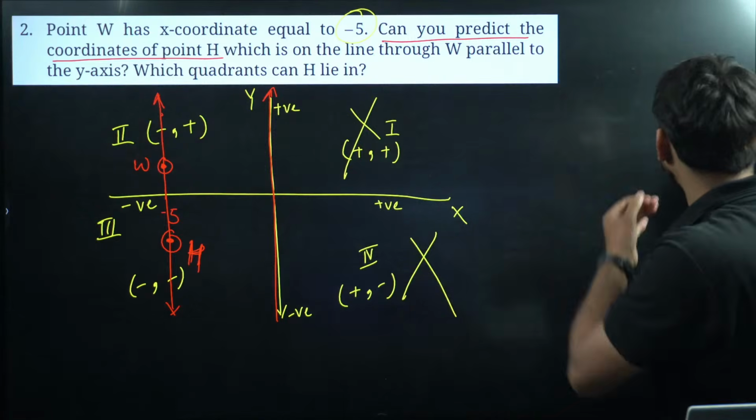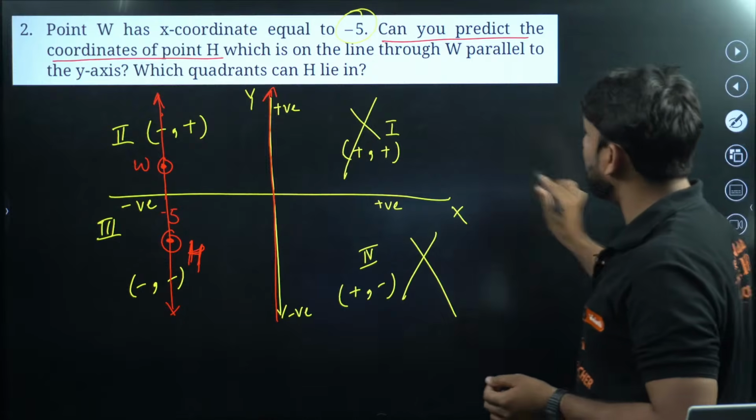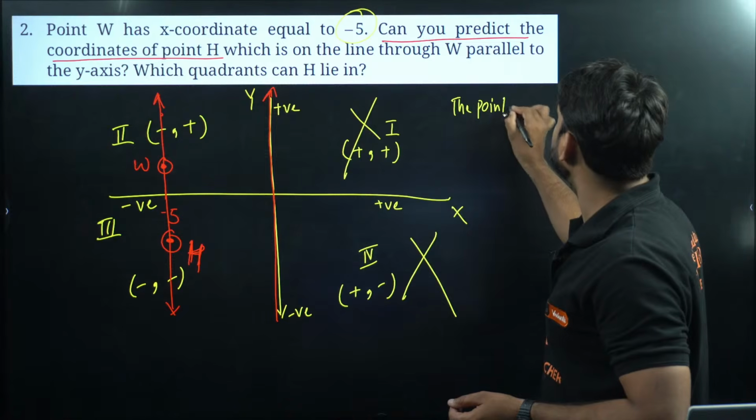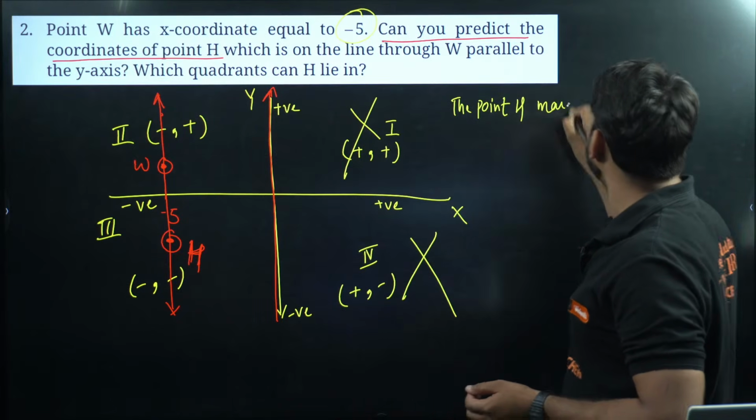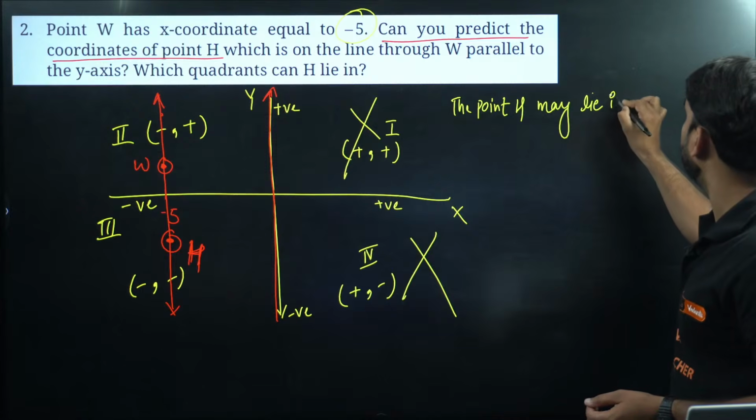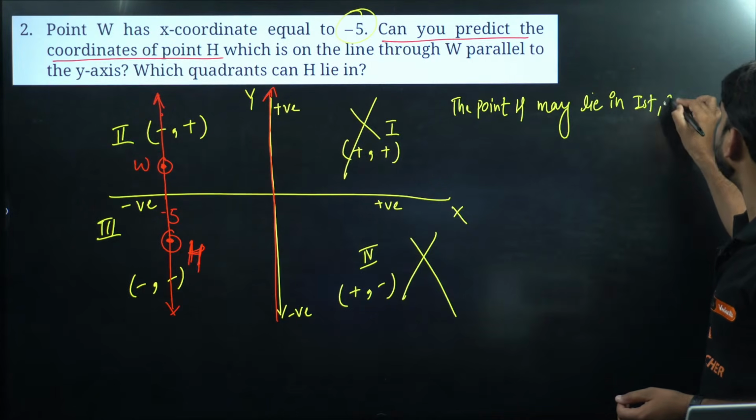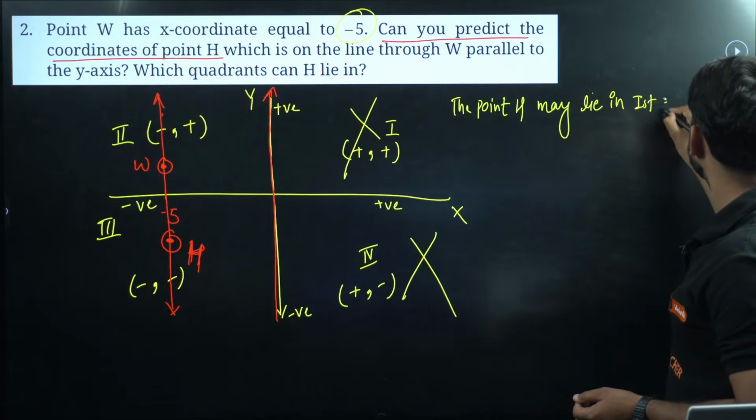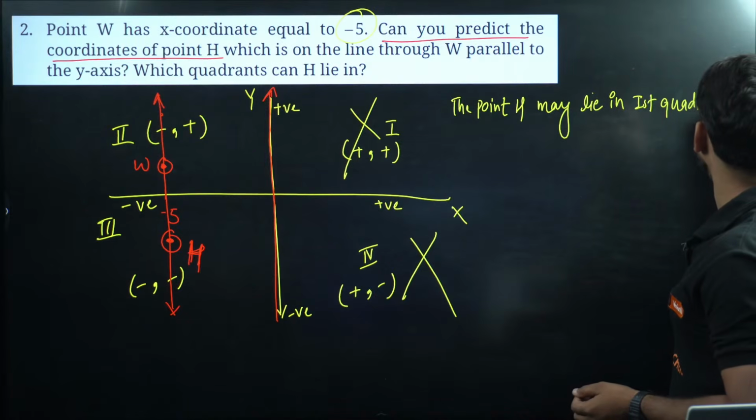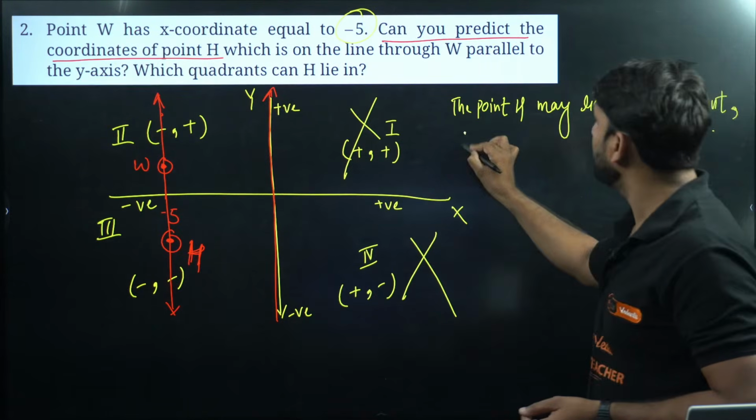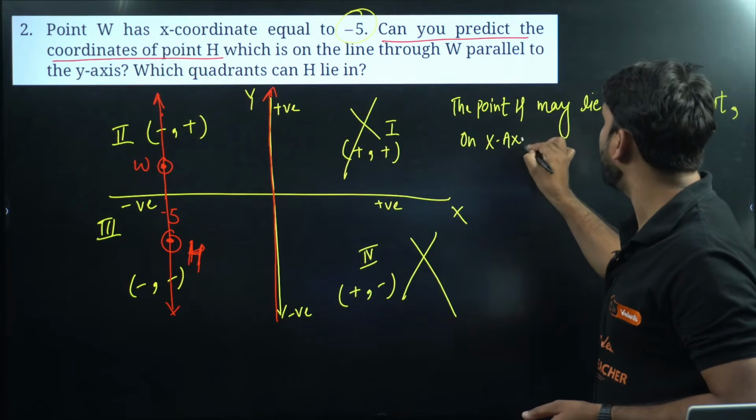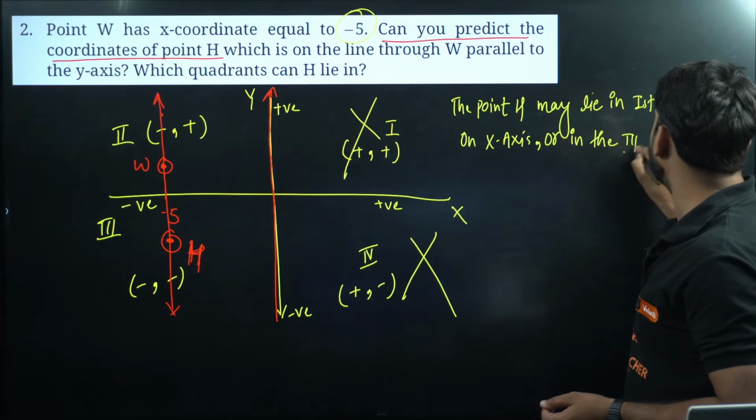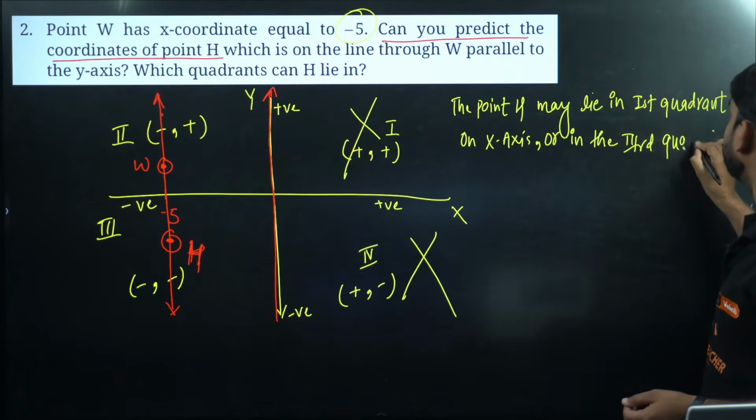So what will be the answer? The answer will be the point H may lie in the first quadrant, on the x-axis, or in the third quadrant. These are the possibilities.